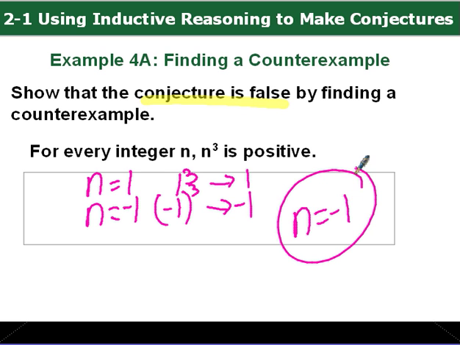So when you're doing these, sometimes you want to check your integers. In this case it has to be an integer. When it says real numbers, you have your decimals and other numbers that you can check, and other sets of numbers.